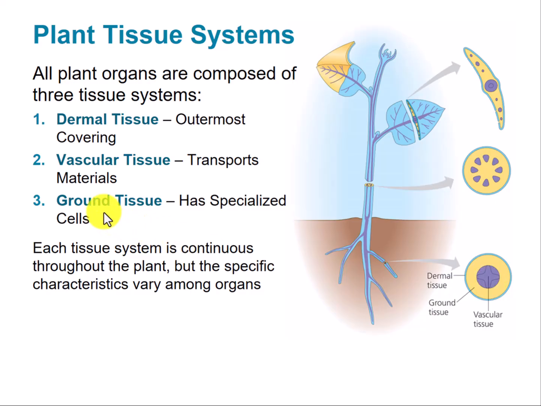And then finally is our ground tissue. These are our specialized cells. And so they are going to be the yellow tissue that fills in between the dermal and vascular tissues. And so each tissue continues throughout the system, as you can see. The colors will delineate each tissue as we move through.